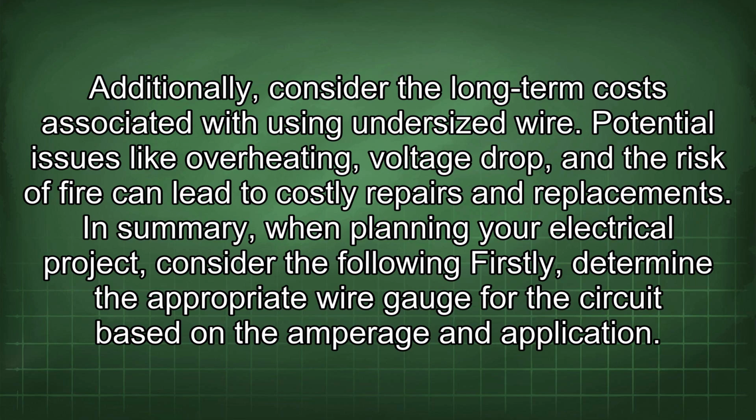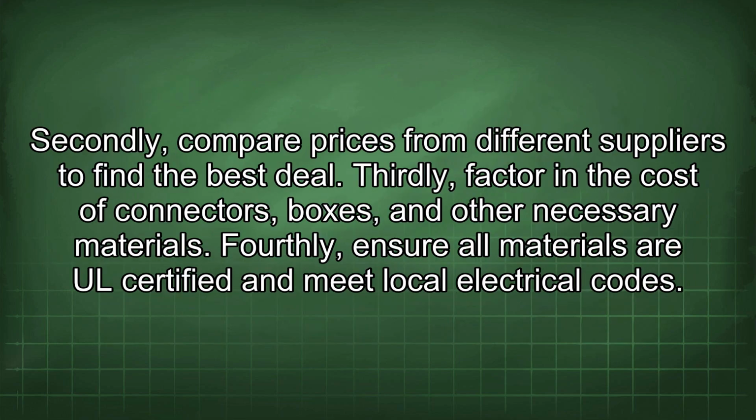In summary, when planning your electrical project, consider the following. Firstly, determine the appropriate wire gauge for the circuit based on the amperage and application. Secondly, compare prices from different suppliers to find the best deal. Thirdly, factor in the cost of connectors, boxes, and other necessary materials. Fourthly, ensure all materials are UL certified and meet local electrical codes.